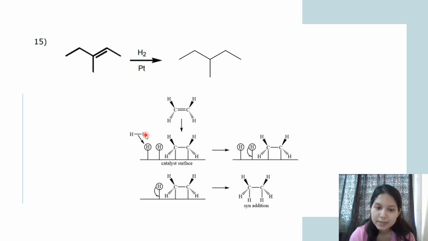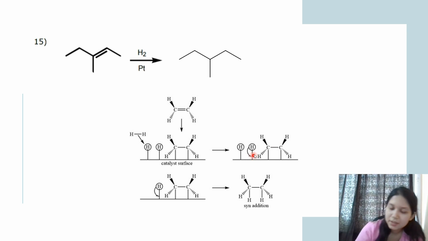First, like I said, the hydrogen molecule will get adsorbed on the catalyst surface. Here the catalyst is platinum, and then you bring the alkene onto the system. The alkene will also get adsorbed on the catalyst surface, okay? So now what happens? The adsorbed hydrogens will get added one by one to the adsorbed alkene.